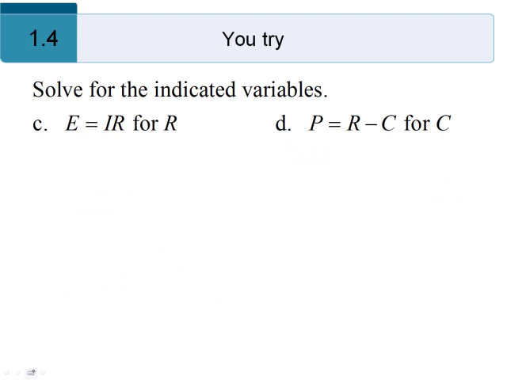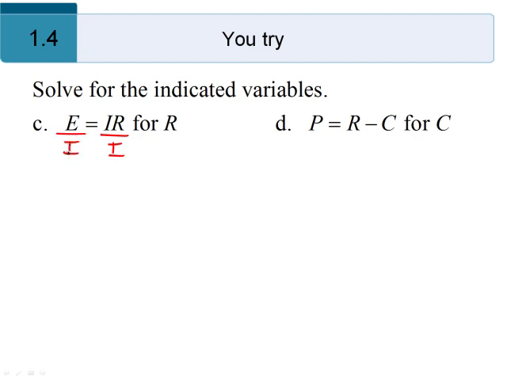Alright, let's look at C. It says solve for the indicated variables. For letter C here, we want to solve E equals IR for R. So in other words, we want to get the R all by itself. Look for your variable R. What's on the same side with the R is the I. We want to get rid of the I. Since that's multiplication, we're going to have to use division. So I'm going to divide by I, because that'll cancel out and give me R. And if I divide by I over here, I have to also divide by I on the left.